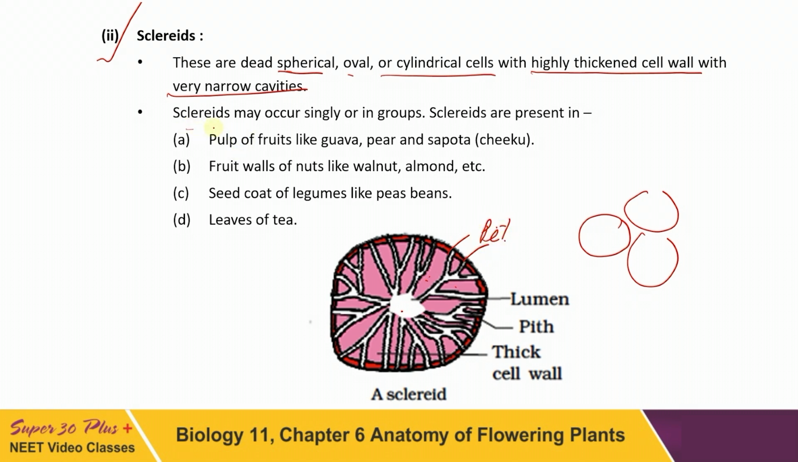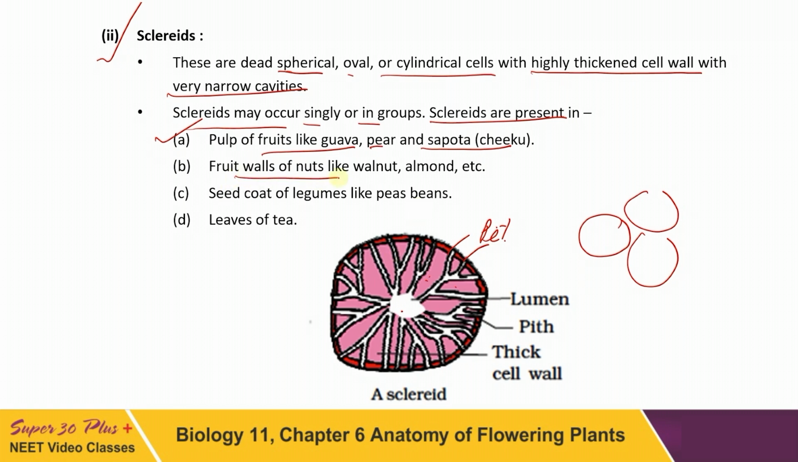Sclereids may occur singly or in groups, and these are present in the pulp of fruits like guava, pear or sapota, that is chiku. You know, when we eat these fruits, the grittiness is there, because these cells provide support to the pulp. Otherwise the pulp would become very soft. At maturity, they will be dissolved.